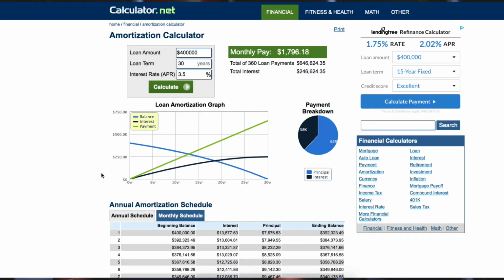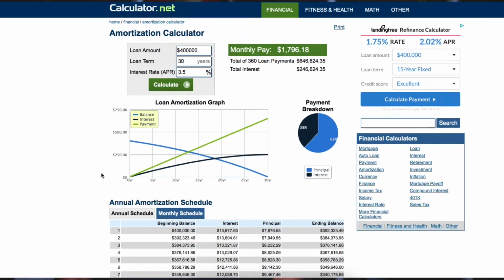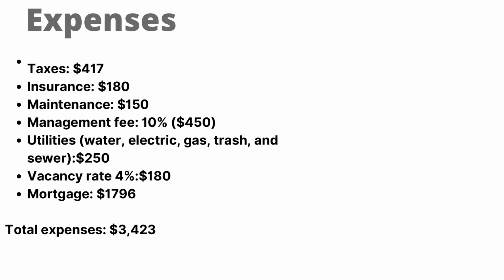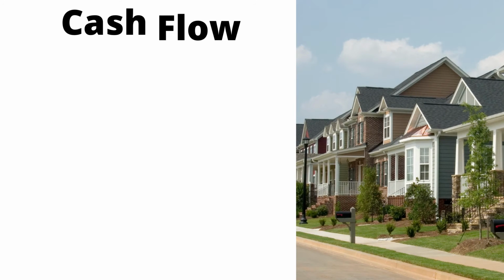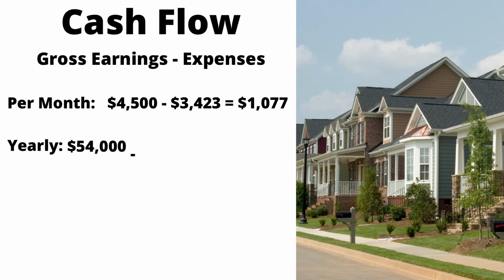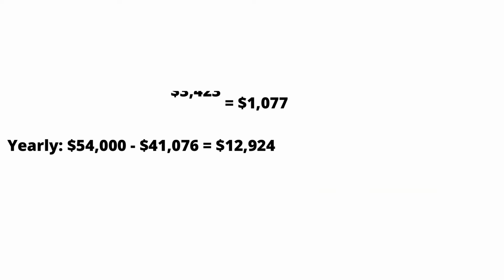So now let's calculate the mortgage. So the mortgage can be calculated at calculator.net. I included the calculator in the description, and here you're going to be able to see your monthly payment of $1,796 a month. Now your total expenses come out to $3,423 a month. And now all you're going to do is just calculate your cash flow. So you have your gross earnings minus your expenses, and that gives you your cash flow. So in this scenario, you have $4,500 minus $3,423. This gives you an earnings of $1,077 a month. That equals to $12,924 a year.